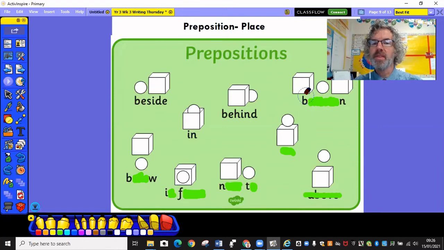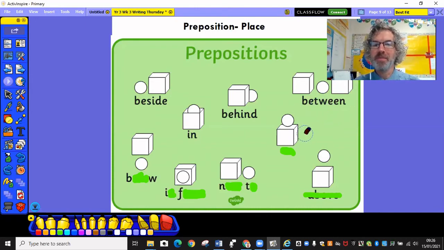Have a look at this one. I've got 2 boxes with a ball in between. Oh, I nearly said it. Where is the ball? It starts with a B and ends with an N. Does that help? Yeah, that's right. Between.